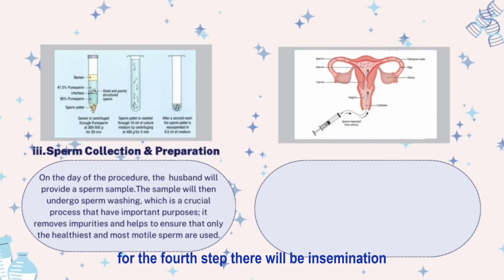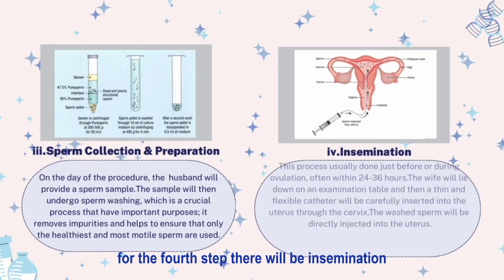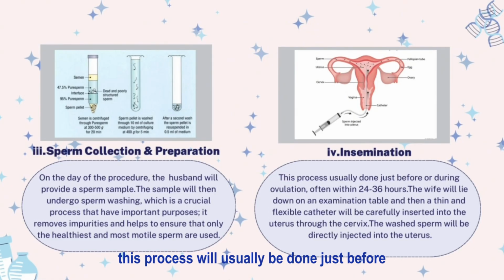For the fourth step, there will be insemination. This process will usually be done just before or during ovulation, often within 24 to 36 hours. The wife will lie down on an examination table, and then a thin and flexible catheter will be carefully inserted into the uterus through the cervix. Then, the washed sperm will be directly ejected into the uterus.